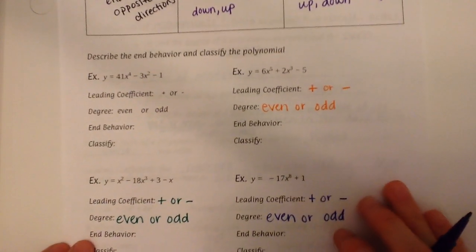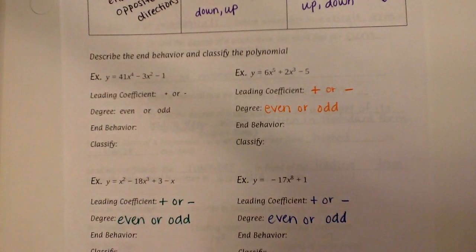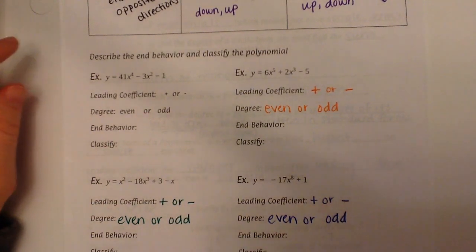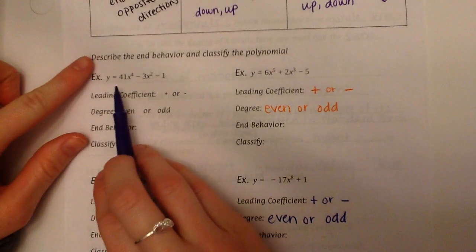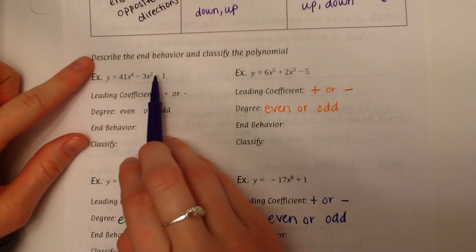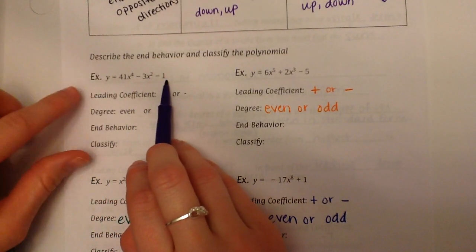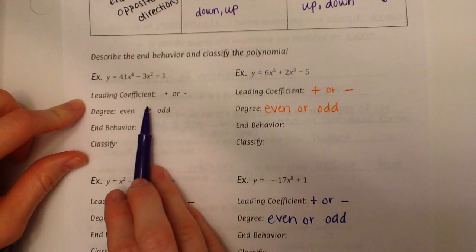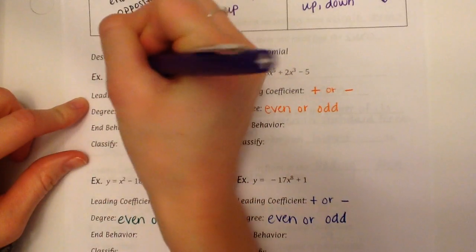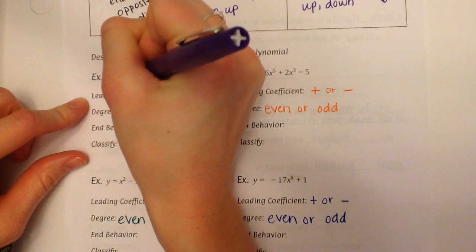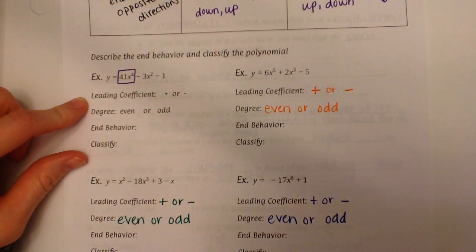So we have 4 more examples. It says, describe the end behavior and classify the polynomial. First thing we're going to look at, we have 41x to the 4th minus 3x squared minus 1. Looking at our leading coefficient, in this case it would be 41x to the 4th. It's already in standard form.